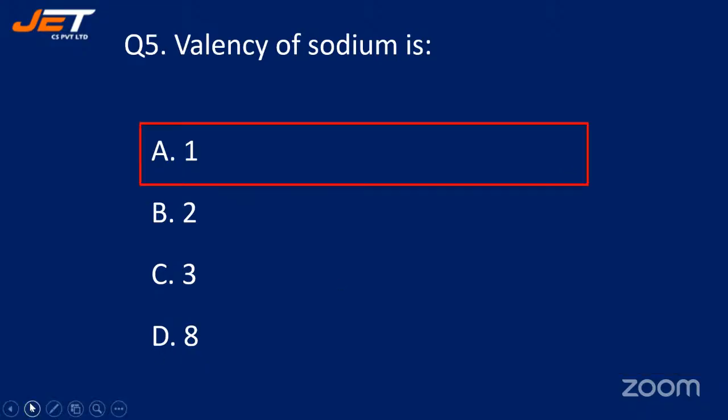Okay, let us see the right answer. Yes, it is option 1. Why? Because if you see the atomic number of sodium, it is 11. So the outermost shell is having only 1 electron. If you are writing the electronic configuration, the outermost shell will be having only 1 electron. That is why the valency is 1.